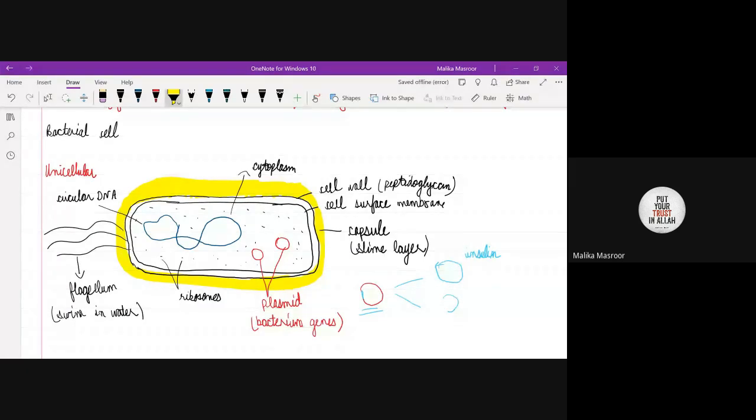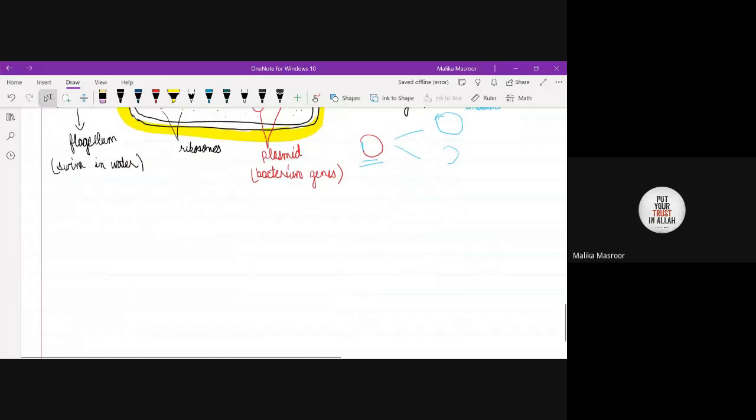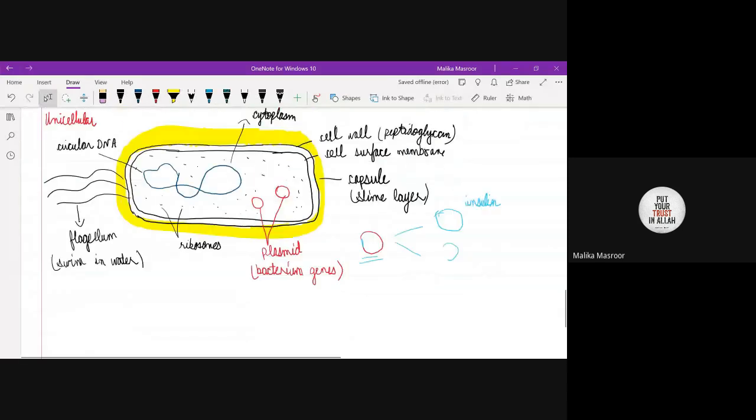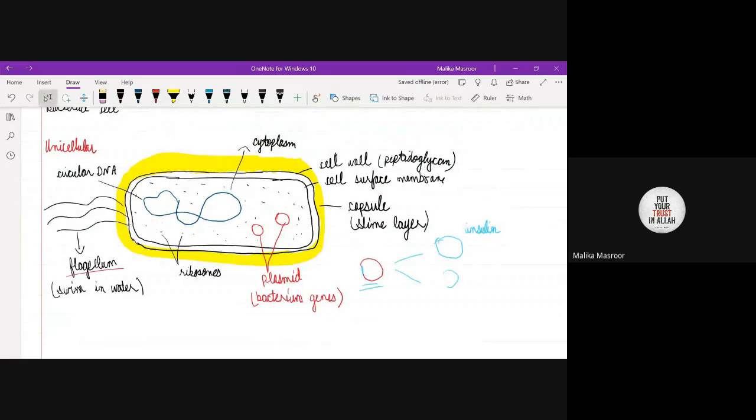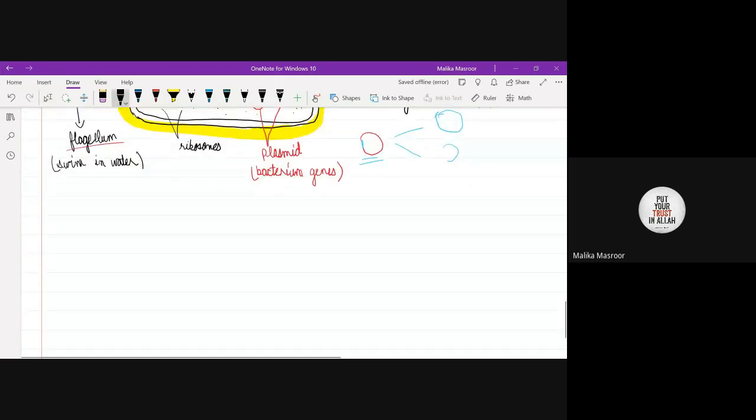Alright, moving on. Now let's talk about the specialized cells. It's not important that all bacteria have this flagella and the capsule. There are other features, pili as well, and some things that some bacteria have and some do not. Pili is basically used for conjugation. It's not important as of now. Okay, let's talk about specialized cells.